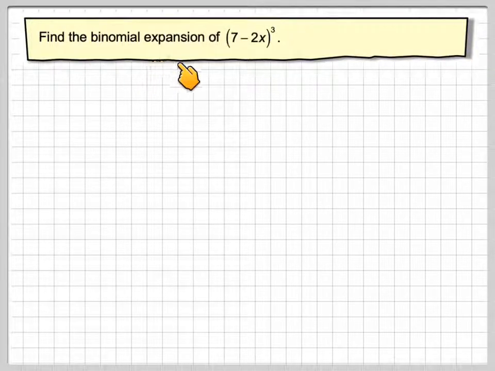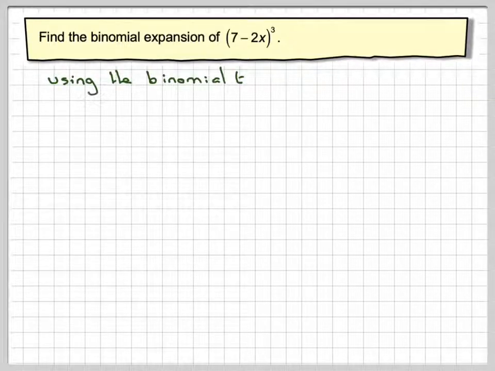Find the binomial expansion of (7 minus 2x) all cubed. Now, we could do (7 minus 2x) times (7 minus 2x) times (7 minus 2x), but I'm going to use the binomial theorem.